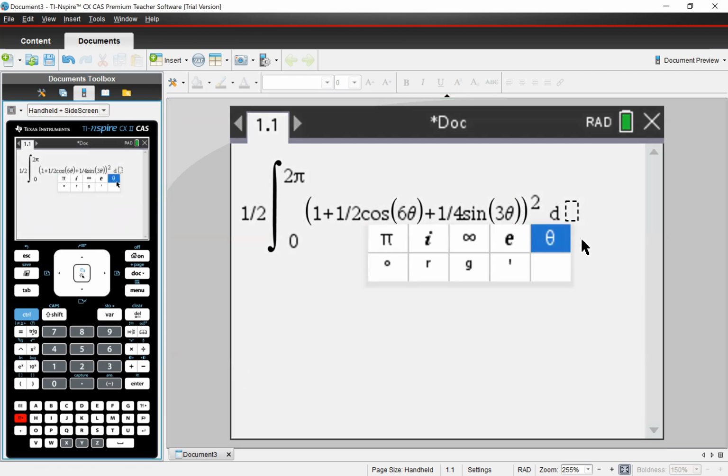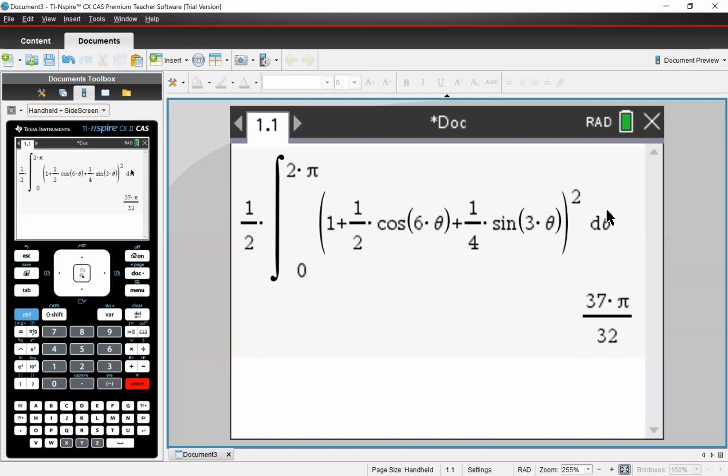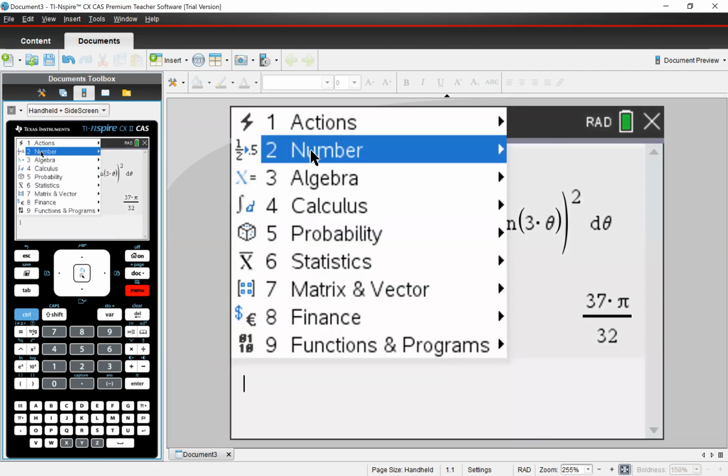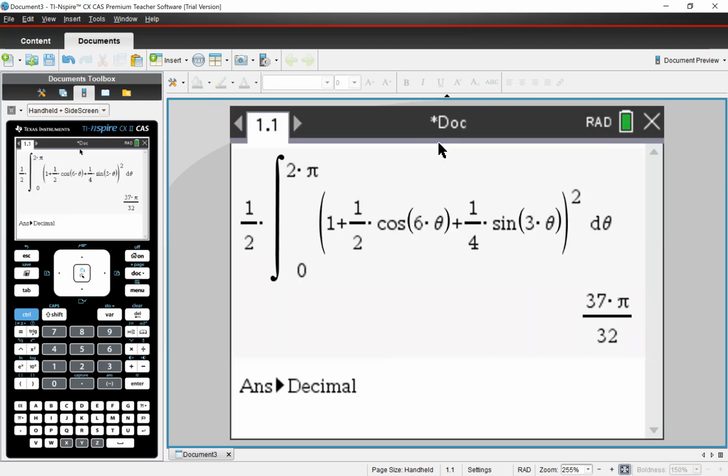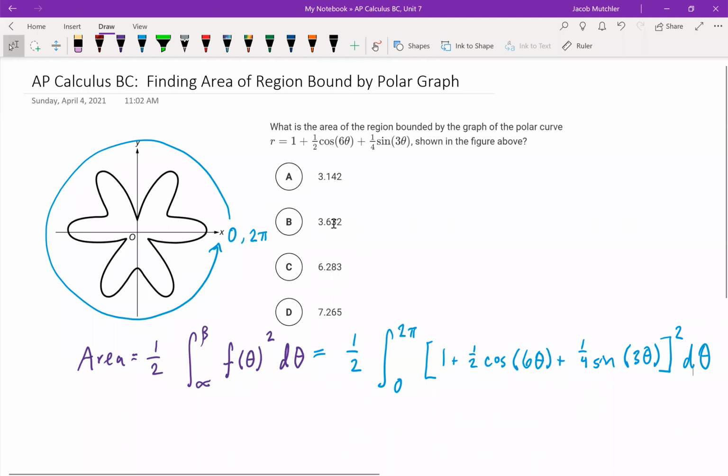So if at that point I just hit enter, I would get a value, but it's definitely a fractional value. So I do need to see that the answers are in decimals. So to get a decimal, I'm just going to go to menu, number, convert to decimal, and hit enter. So I'm getting there 3.63247. If I head back to the answer choices, I can see that that one is clearly choice B.